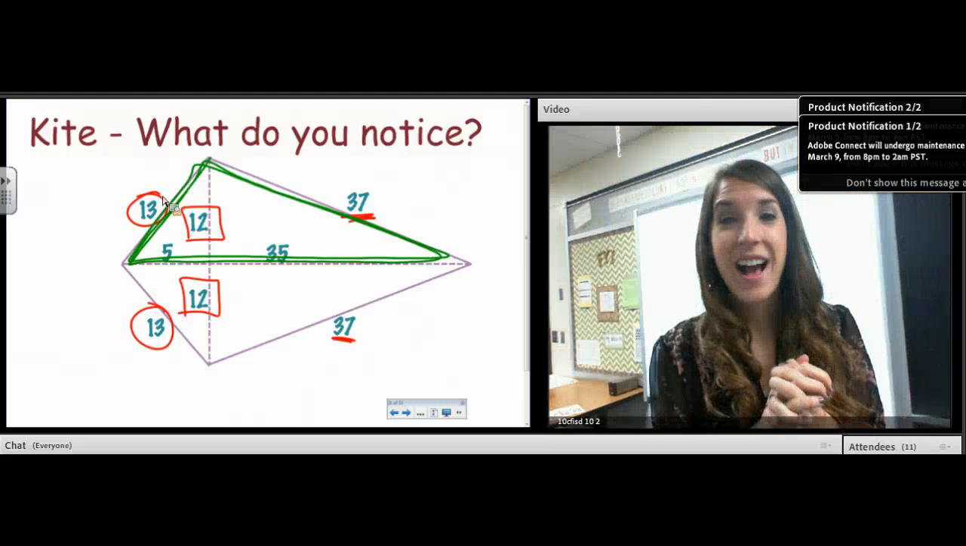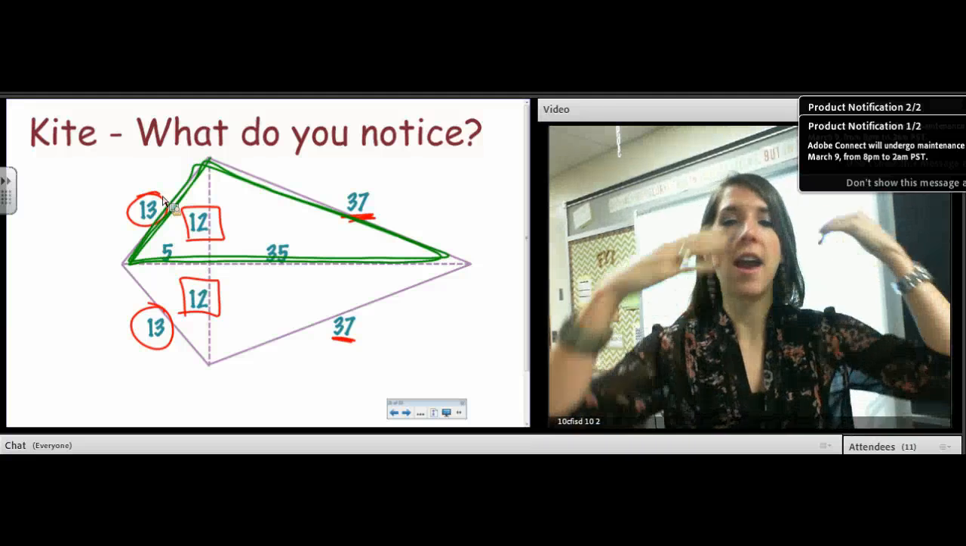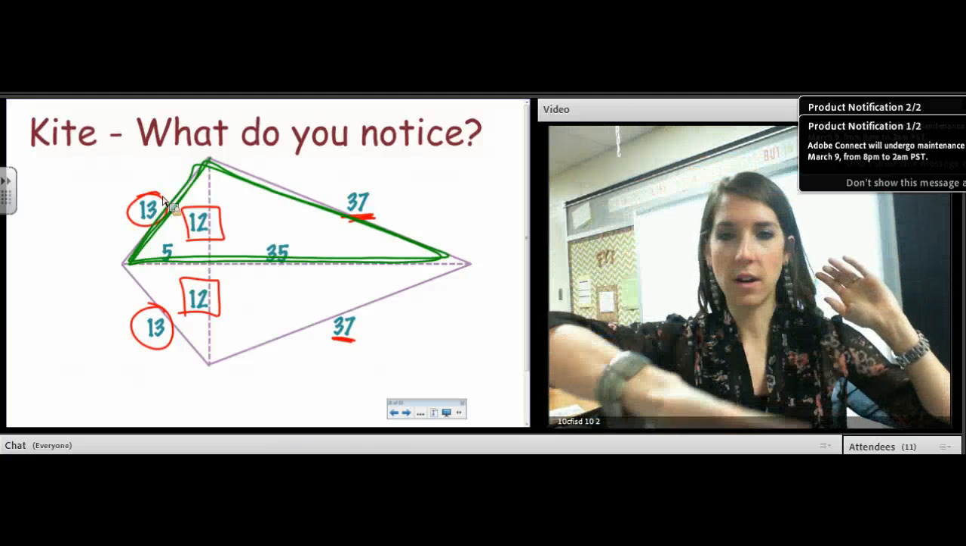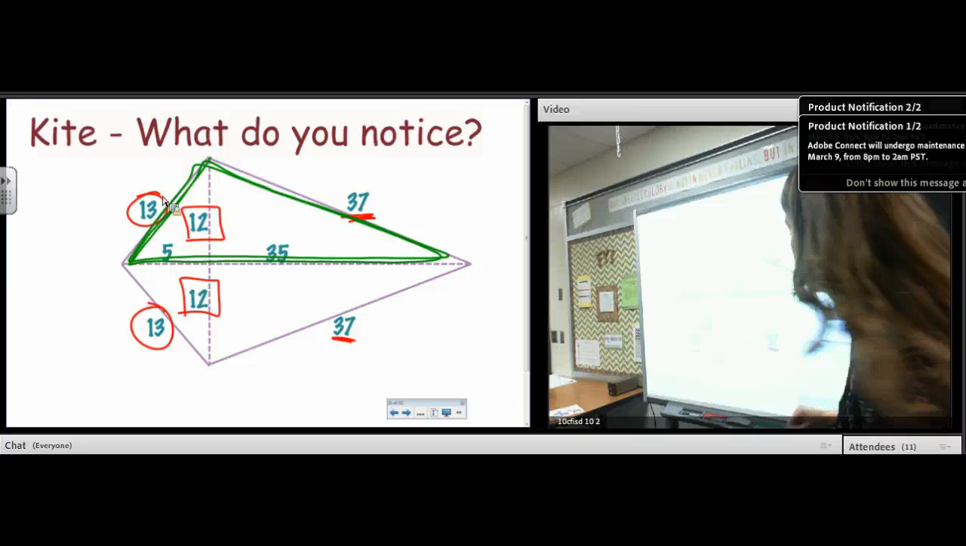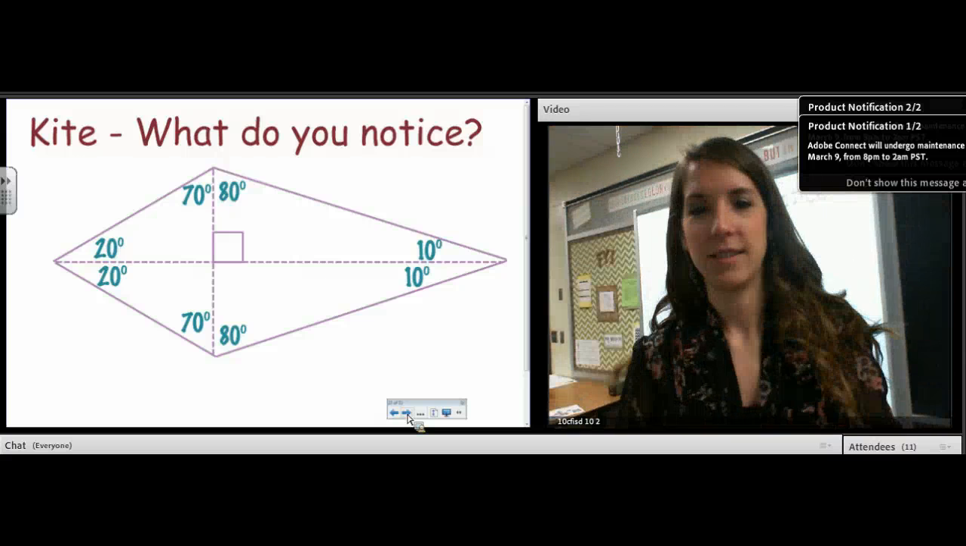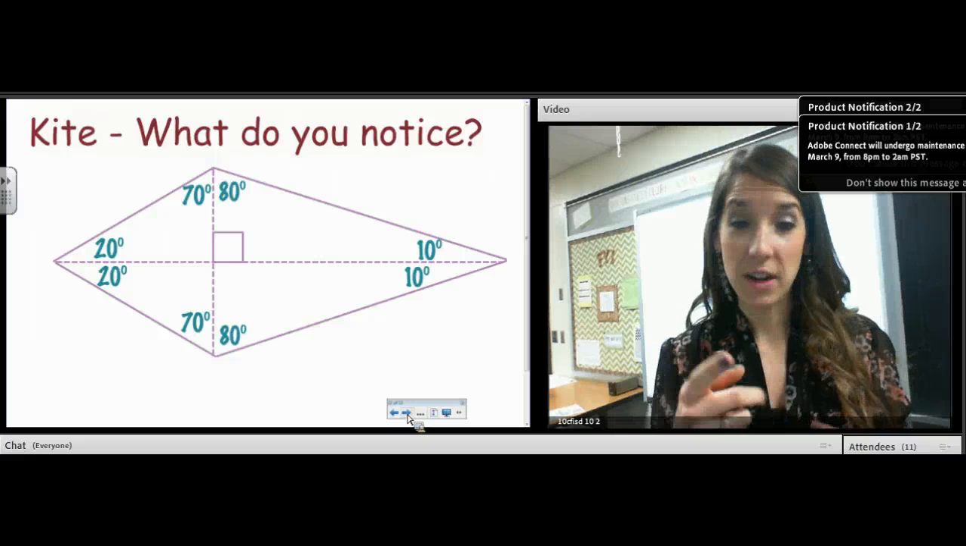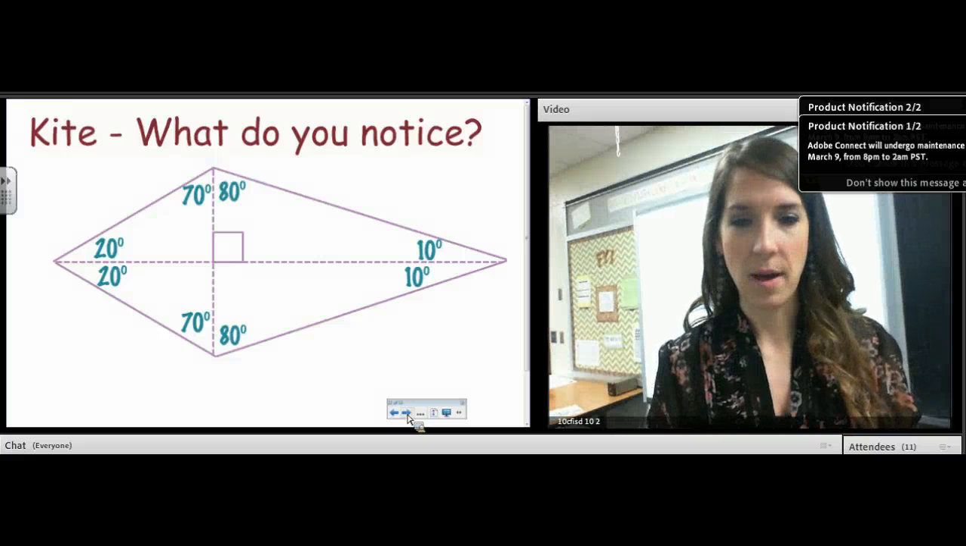Symmetry. Kites have symmetry. So if I draw that dotted line, everything on the top is a mirror image of what's on the bottom. Let's go over the angles. What do you notice about the diagonals? There's where the right angle is, Carson, that you were talking about. 4 right triangles, yep. The diagonals are perpendicular.